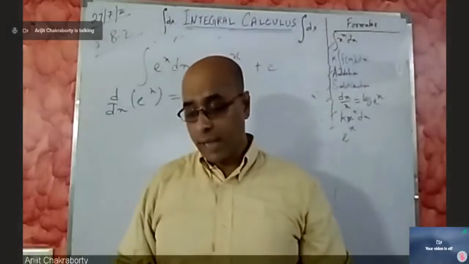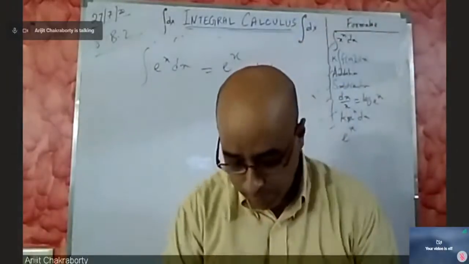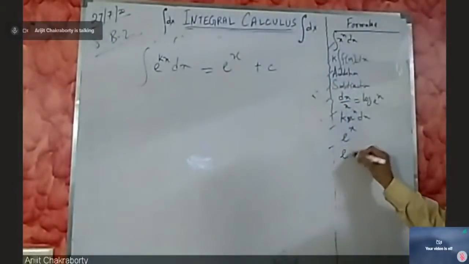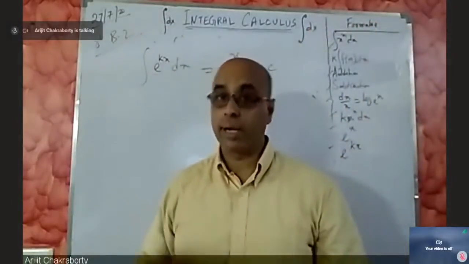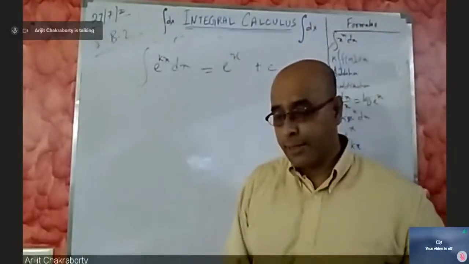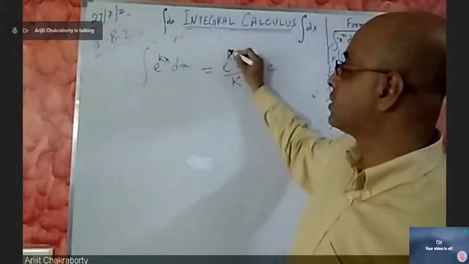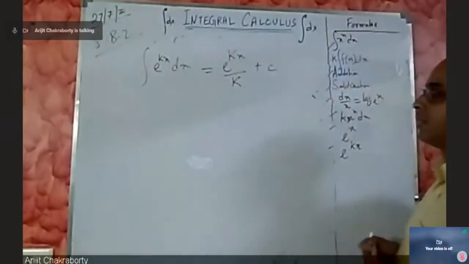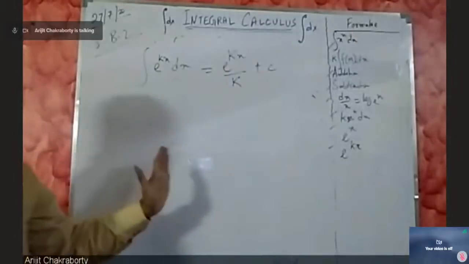Now the question is, what happens when a slight complication comes? What happens when we take e to the power kx, where k is a constant, e is a constant, and x is the variable? So the formula will be e to the power kx by k plus the constant of integration c. So please note this as well, the e to the power kx formula.